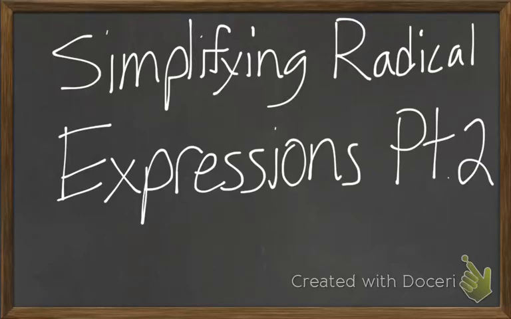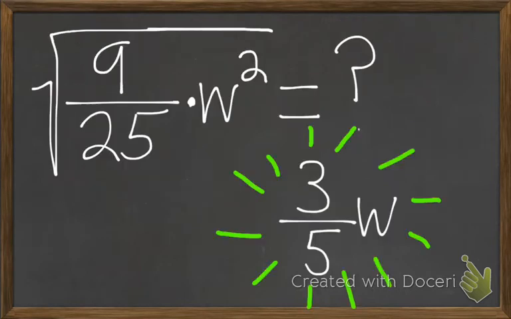So, in part 1 of simplifying expressions with radicals, we went over the different properties of radicals and used them to simplify the expression the square root of 9 over 25 times w squared to 3/5 times w. Link in the description if you want to check out that video before watching this one.